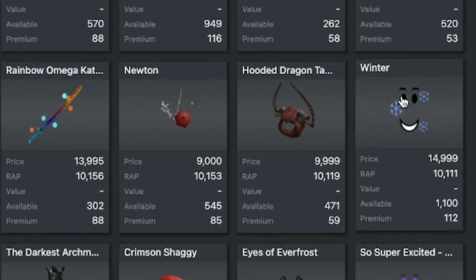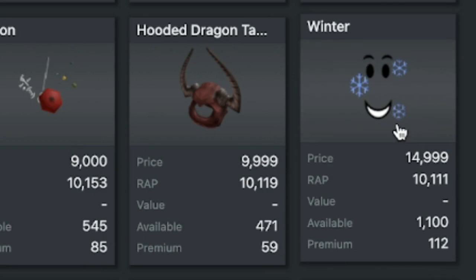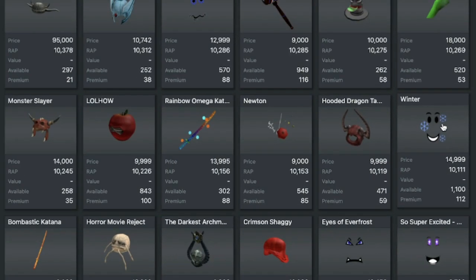If you scroll down a little bit more, you might find an item like Winter. Winter could be considered a normal demand item because people do occasionally buy it, and because of its circulation, people do trade it pretty often, and it doesn't seem to be overly expensive, and actually looks like a pretty decent face. So this item probably has pretty normal demand.